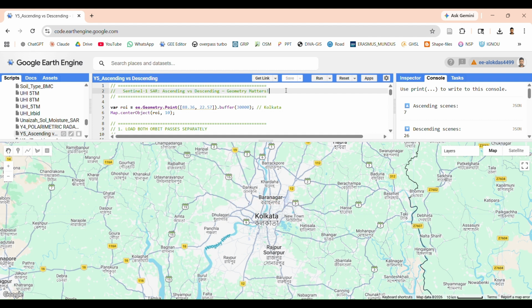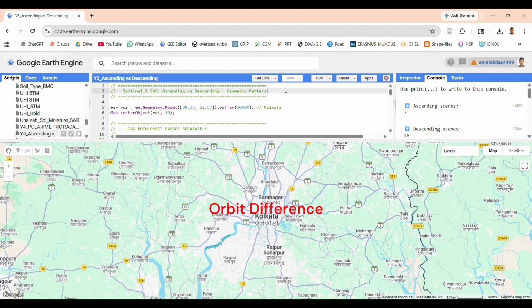And this is where many people make mistakes. We do not directly average values in decibel. Instead, we first convert the data from decibel to linear scale, then take the mean, and finally convert it back to decibel. This ensures that our SAR values remain physically correct and meaningful.